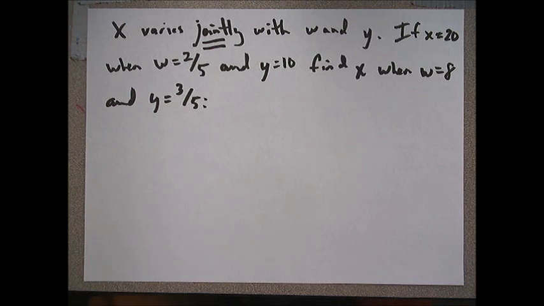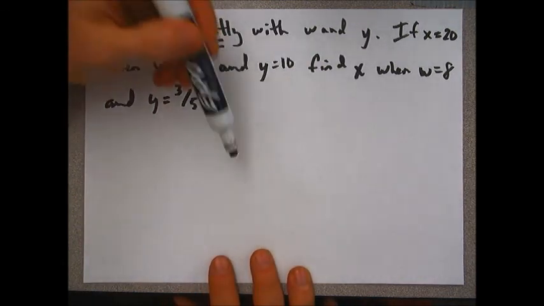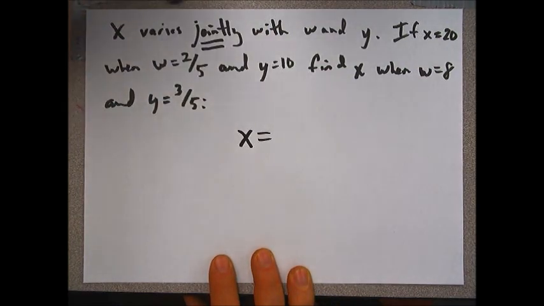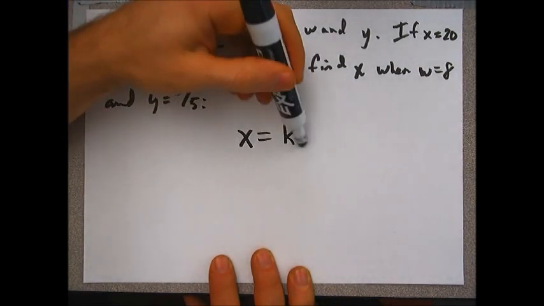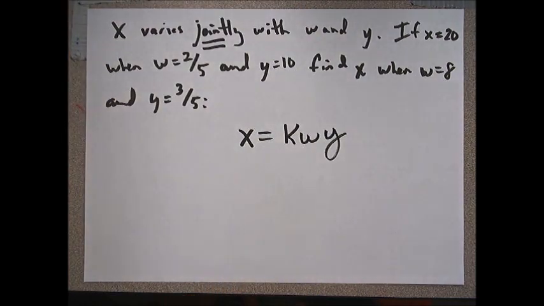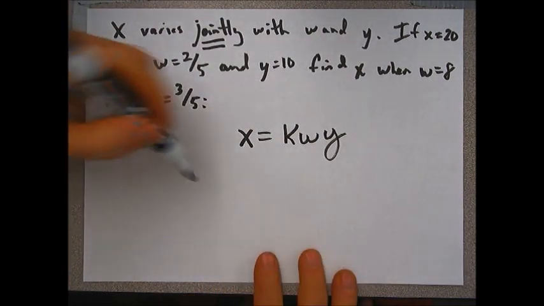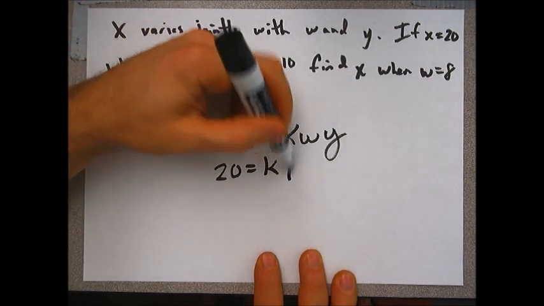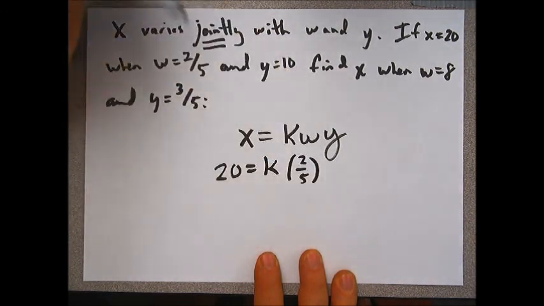Problem says x varies jointly with w and y. So your formula would be, just give me the regular formula. Okay, x equals kwy. So now it says x is 20 when w is 2/5 and y is 10.